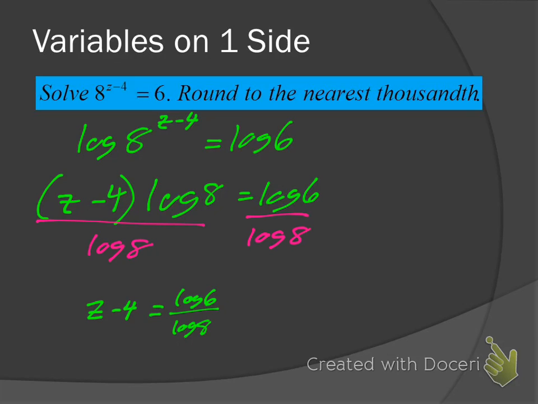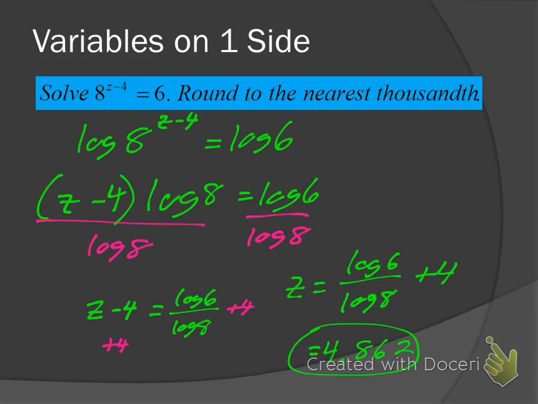What's left? Which will do that? Add 4. So z equals log of 6. Whoops. Tried to do the 8 with the g. Log of 8 plus 4 after that. And when you round that off and put that in your calculator, and I'll show you how to do that in just a minute, you get 4.86, we're doing thousands, so it would be 4.862. Everybody good up here with this? Everybody got this all written down so I can go to the calculator, yes?